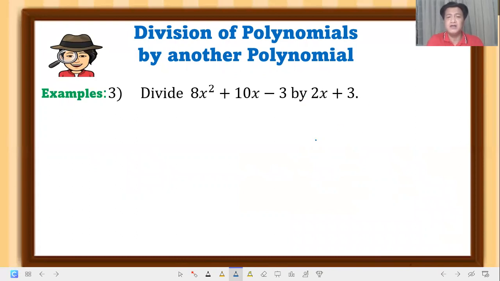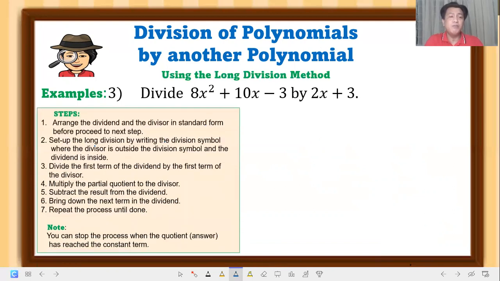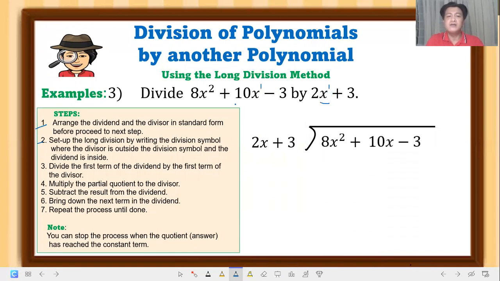Okay, remember, using the long division method, we have to follow the step 1. Tignan muna natin kung naka-arrange na ba siya ng standard form. Naka-highest to lowest na ba yung exponent? Yes, 2, 1, 0. Di ba 0 to kasi wala siyang literal coefficient. Ito rin, 1, 0. Kapag hindi, you have to arrange first. Okay, check na natin yan. Step 2 na tayo. Set up the division symbol. Ito yon. And yung nasa labas po, yung divisor. Ito yung divisor. At yung dividend, ito yon. Okay, yan yung nasa loob.